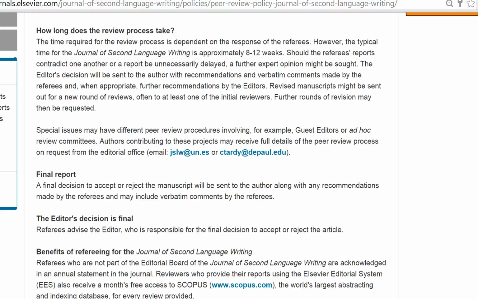The reviewers usually send the report to the editor, and then based on that report, the editor makes the decision. And again, we've discussed the fact that some editors do exactly what the reviewers say, some editors make their own decisions. It's really up to the editor to make that decision. And normally the editor's decision is final.